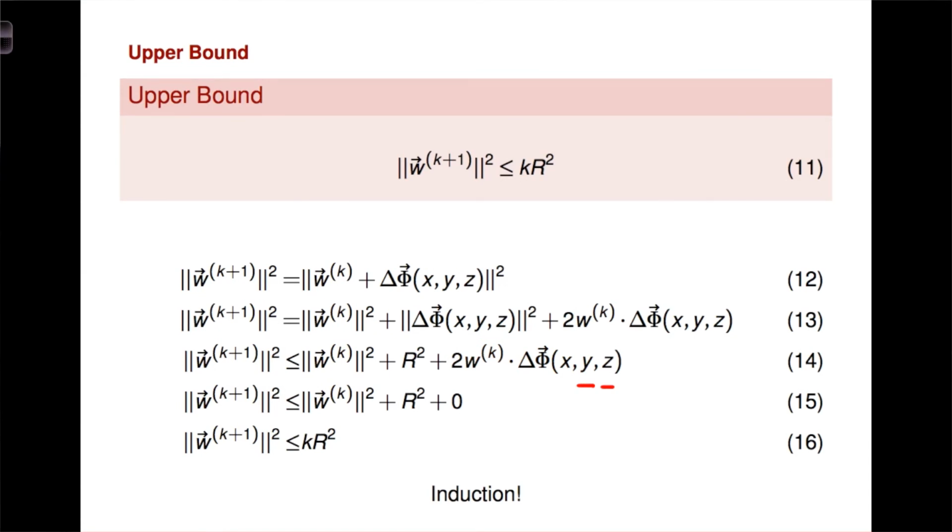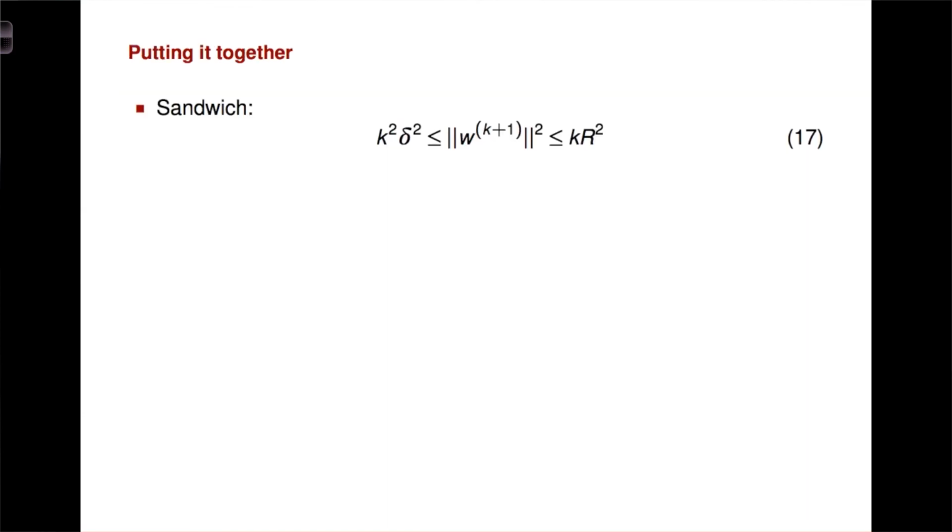Every time we update our weights, the square of the norm is going to grow by at most r squared. K is the number of times we make mistakes. So now we have proved the upper and lower bounds. And so we can put it together in a sandwich and solve for k. And so k is going to be less than or equal to r squared over delta squared.